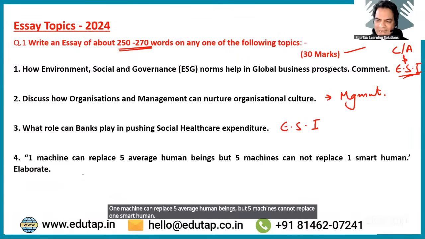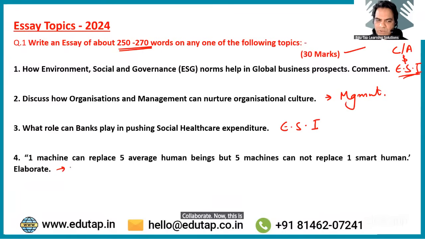And fourth, one machine can replace five average human beings, but five machines cannot replace one smart human. Elaborate. Now, this is a topic which we call a static topic. Static means something that you cannot prepare for before the exam. So for such a topic, we have to write our essay impromptu right there in the exam.